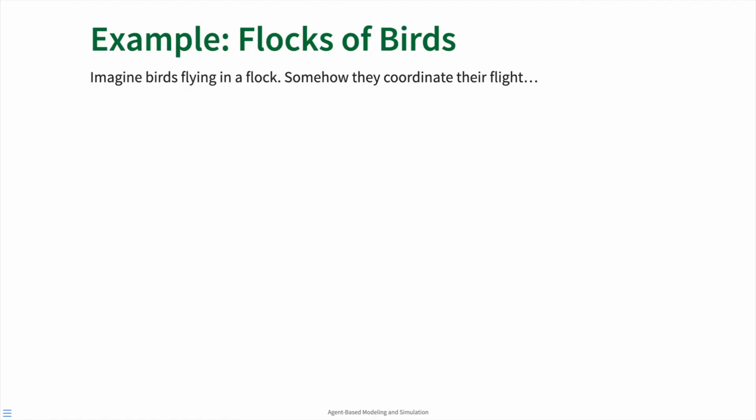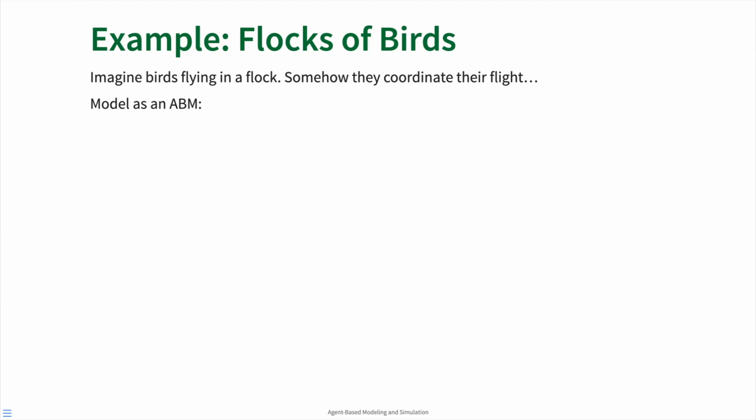So let's take a look at an example. In this example, we're going to look at how birds might fly around in a flock. You've probably seen a flock of birds flying through the sky, and they often look like they're moving in some sort of coordinated pattern. Each bird's movement is coordinated with other birds in the flock, but there's no obvious communication going on between them. So how do they coordinate their flight?